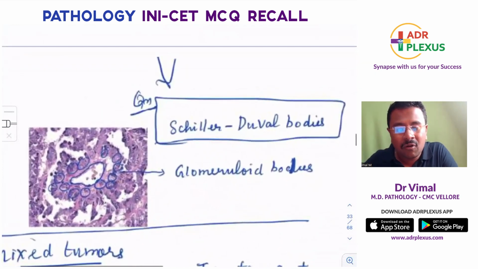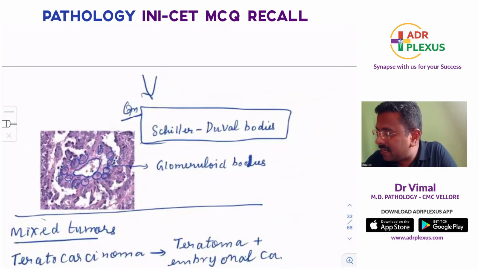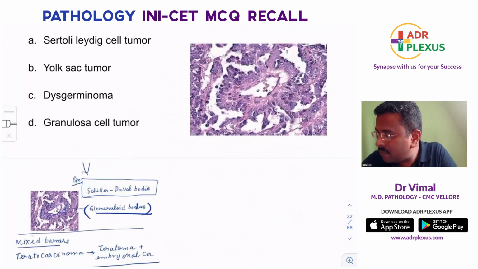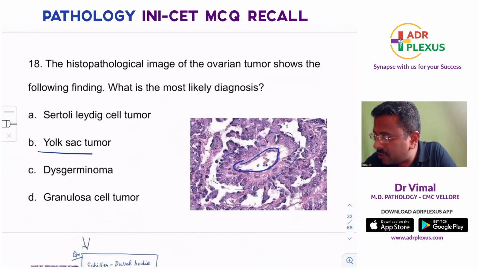These bodies are called Schiller-Duval bodies. Another name for Schiller-Duval bodies is glomeruloid bodies. What are they? See, this is the blood vessel, and surrounding the blood vessel you have tumor cells arranged in a concentric manner. The arrangement of tumor cells in a concentric manner surrounding a central blood vessel is called the Schiller-Duval body or glomeruloid body, and this is characteristic of yolk sac tumor.